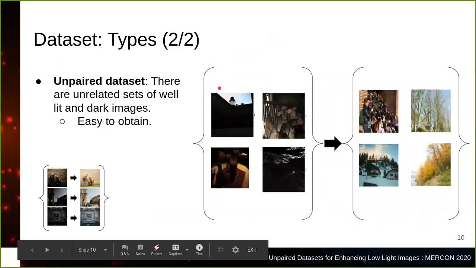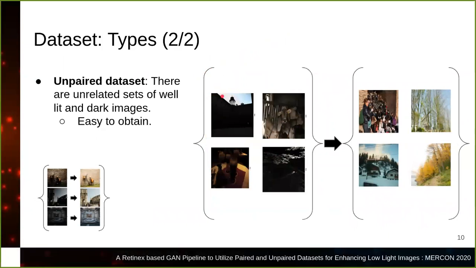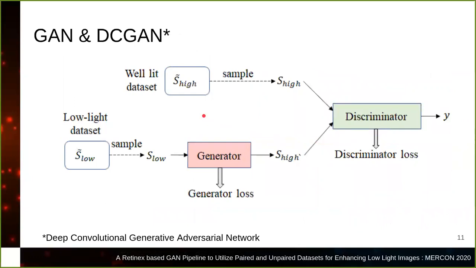We use paired datasets in the decomposition. Now let's see whether we can use unpaired datasets. For this, we use generative adversarial networks, specifically deep convolutional generative adversarial networks, where the generator and the discriminator of the GAN are CNN based.